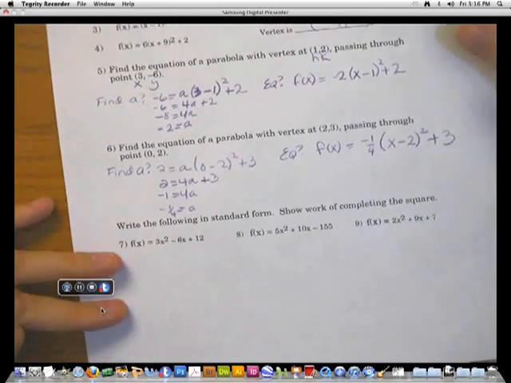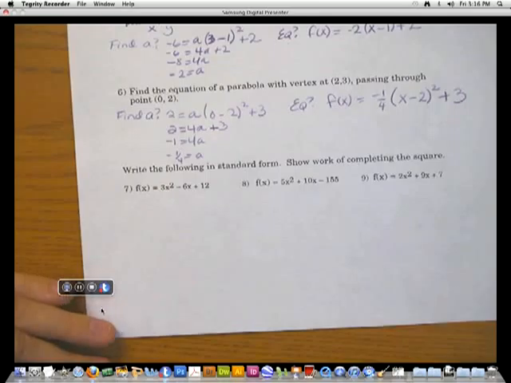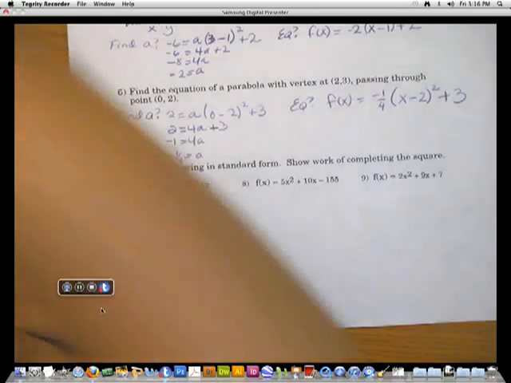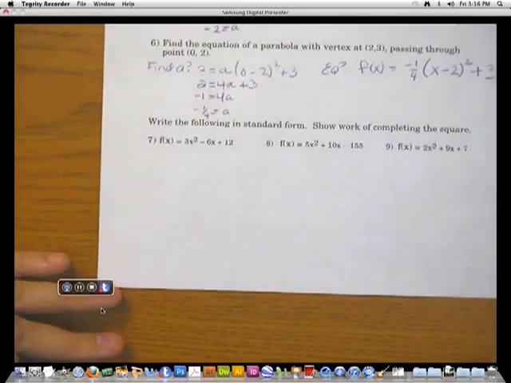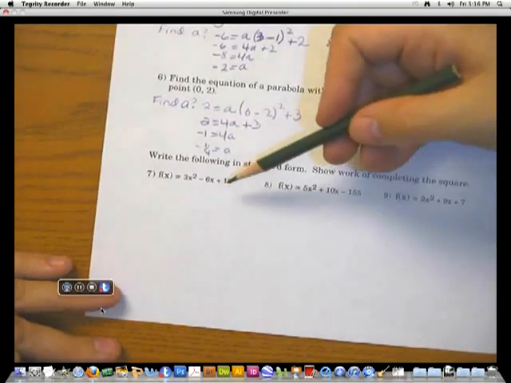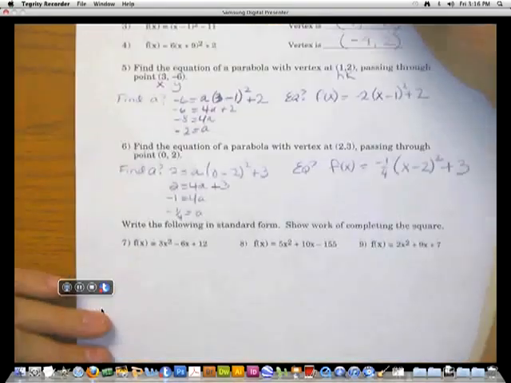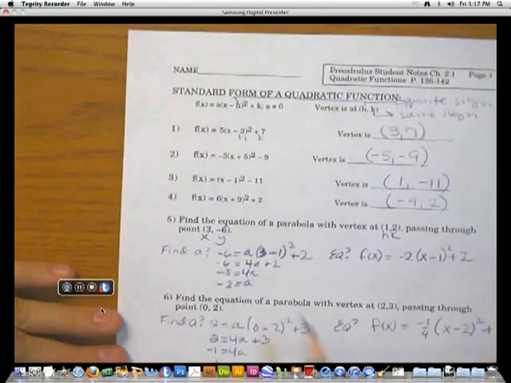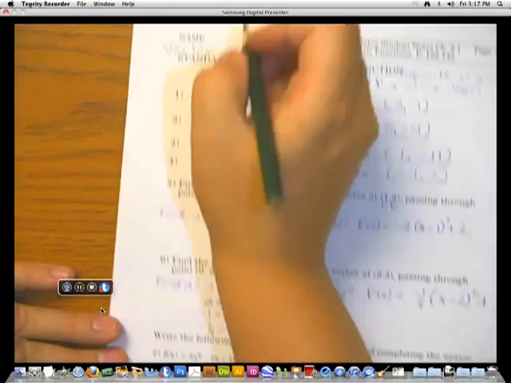All right, on this next set, we're going to write the following in standard form, showing the work by completing the square. Now I'm going to show you a little bit different technique to completing the square than what we did in the last chapter. The last chapter we completed the square when we were solving for our x-intercepts. Well, we're going to use completing the square so that we can change a standard general form of a quadratic into the vertex form. And that's one thing I want to point out up here. We also call this vertex form.